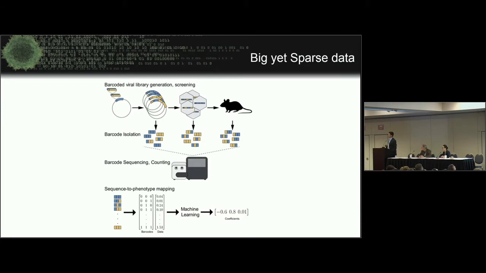We think the data coming from this methodology is giving us an incredibly big data set, yet it is still sparse in terms of understanding the landscape of the structure-function relationship. And eventually we need methods like machine learning to fill in the blanks.